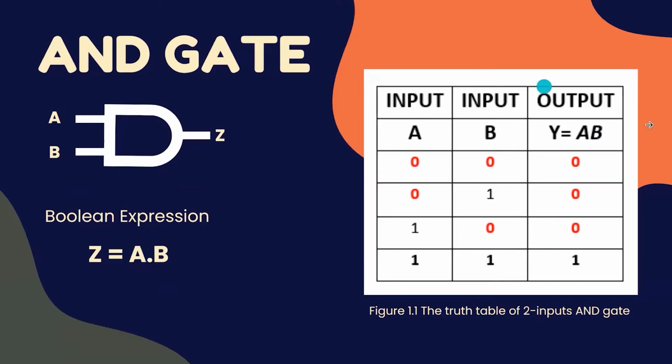Let's understand with the help of the truth table. The truth table shows all possible combinations of input signals and the corresponding output for those combinations. 0 AND 0 is 0, 0 AND 1 is 0, 1 AND 0 is also 0, and 1 AND 1 is 1, that means high value. From this truth table, we can clearly explain the operation: if one of the inputs is low, the output is also 0, that means low value. Only when both inputs are high do we get high as output.